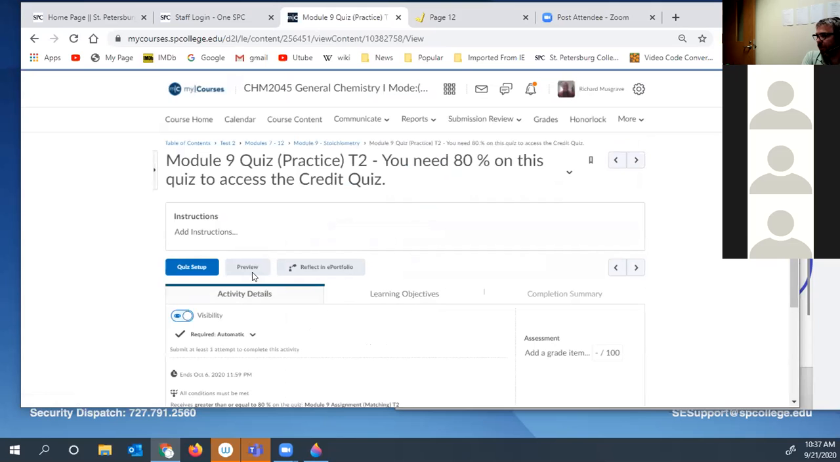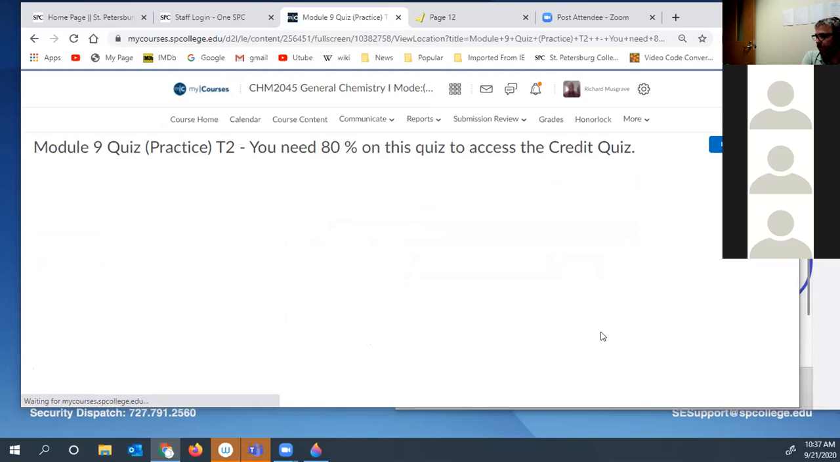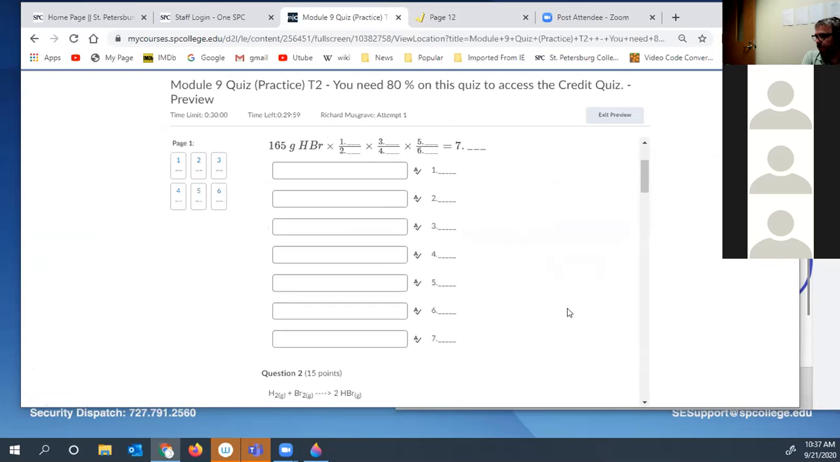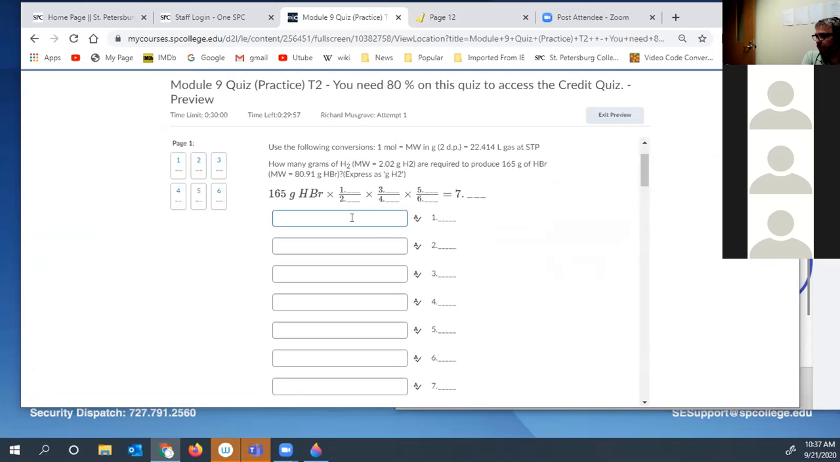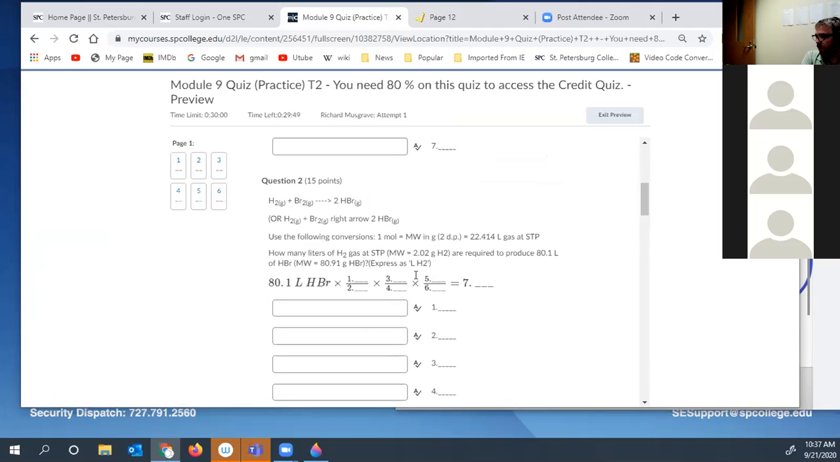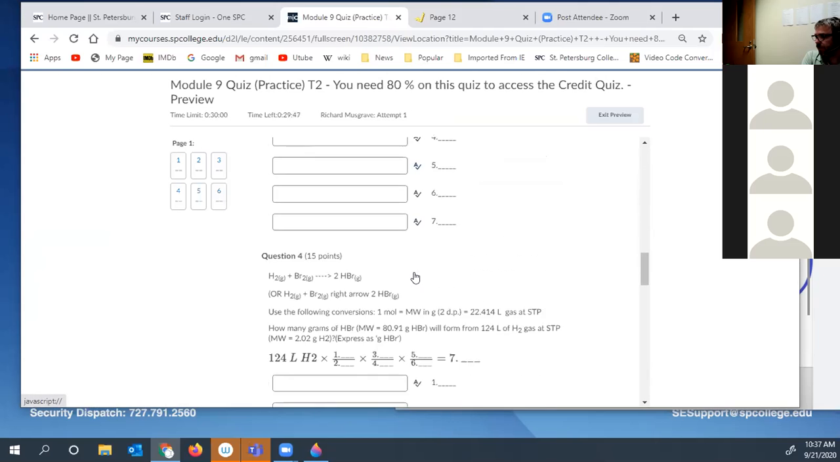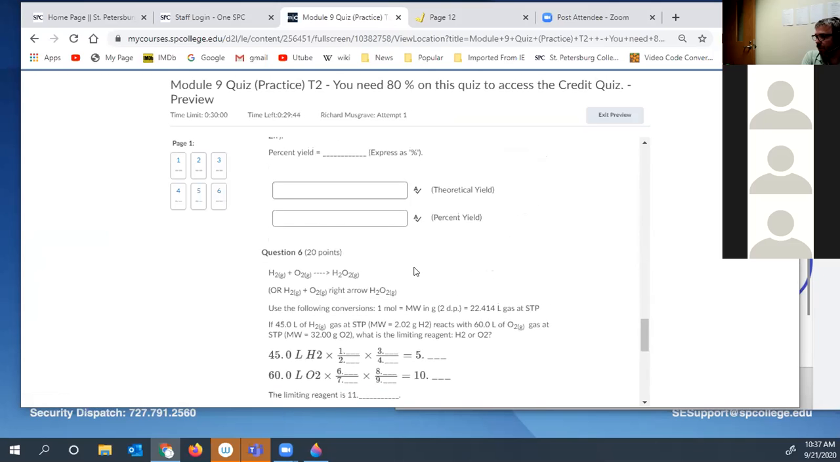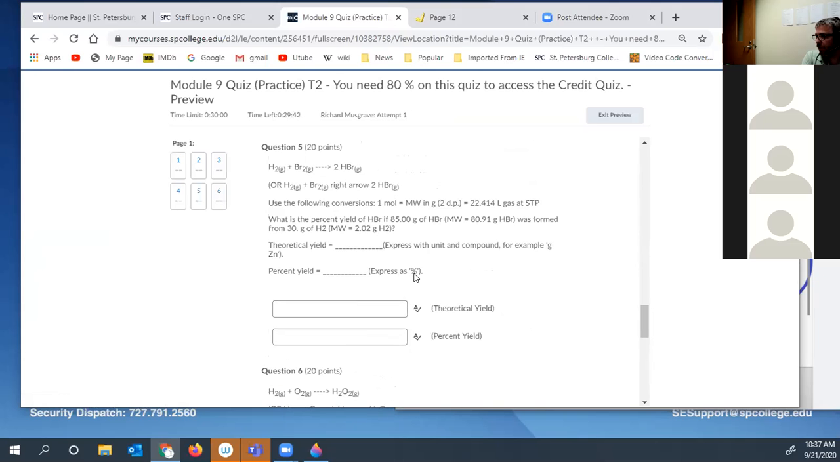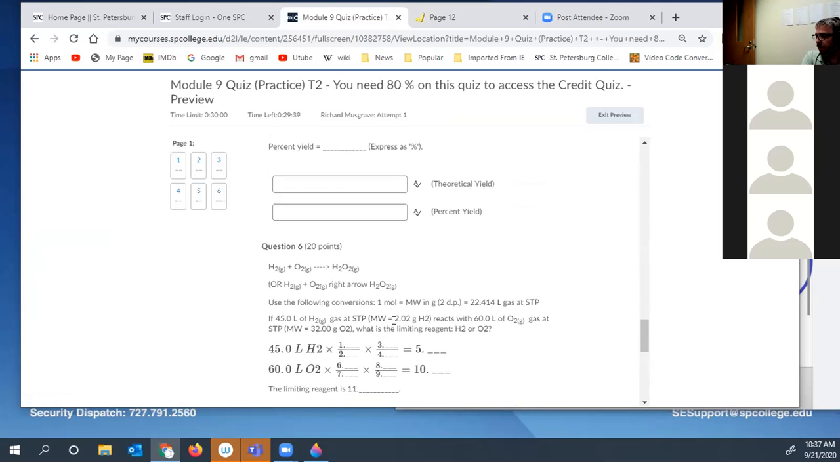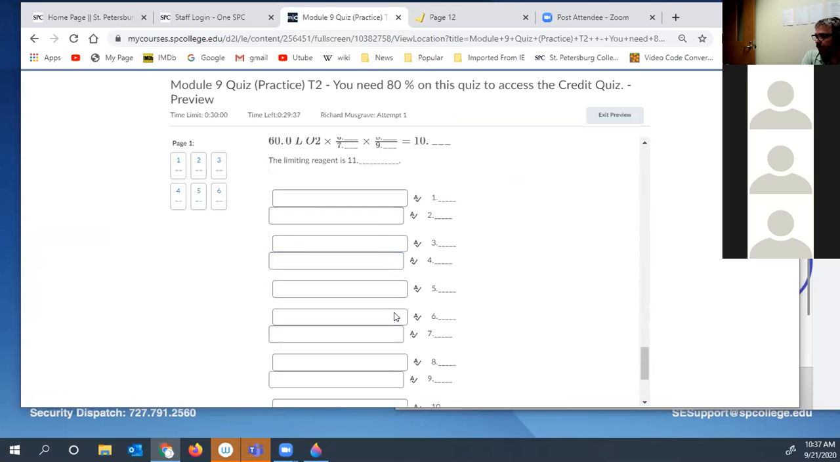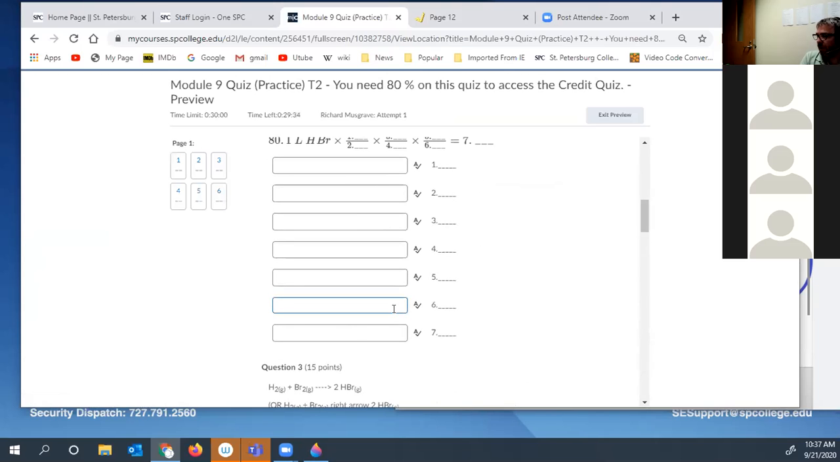Okay, the practice quiz, once you get to that. It's the same kind of thing, but you'll type in everything here, including the units and the compounds as you go through it, just like we've been doing. And then you've got your theoretical percent yield problems to fill in the blank here. And the credit quiz looks a lot like that as well.